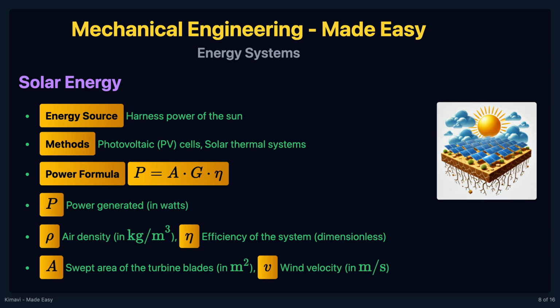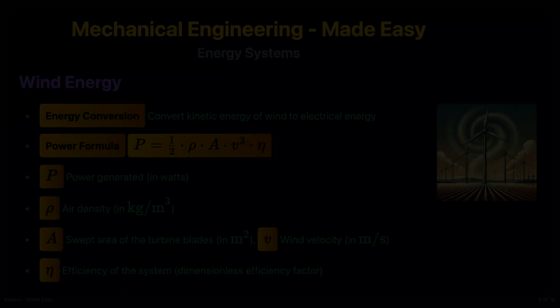The power output of a photovoltaic cell can be estimated using the formula P equals A times G times eta, where P is the power output in watts, A is the area of the photovoltaic cell in square meters, G is the solar irradiance in watts per square meter, and eta is the efficiency of the photovoltaic cell.